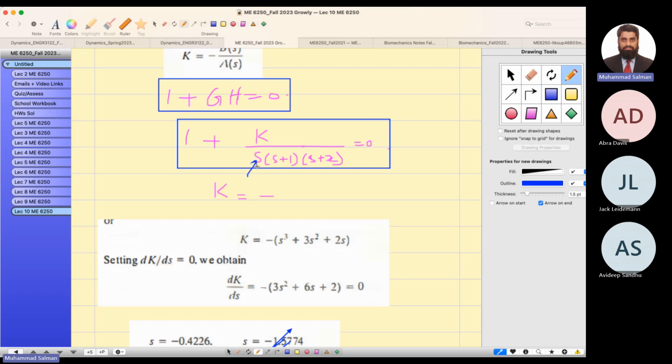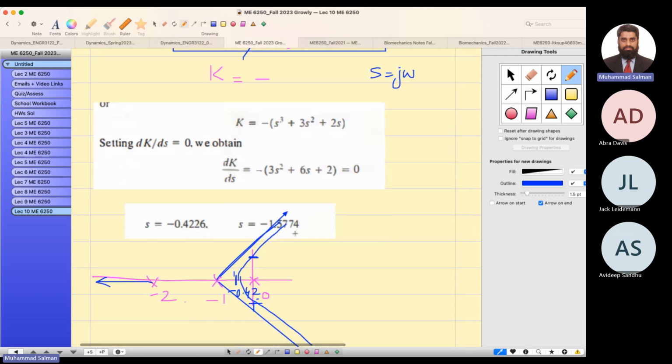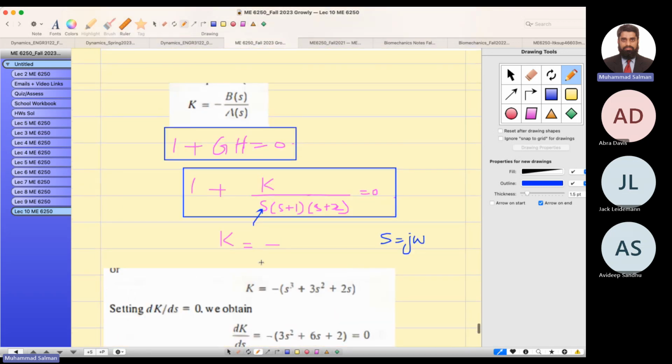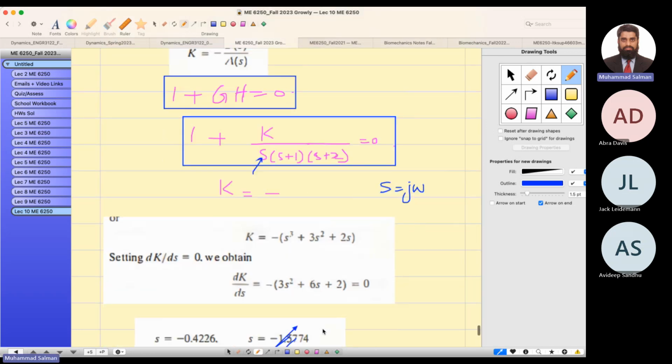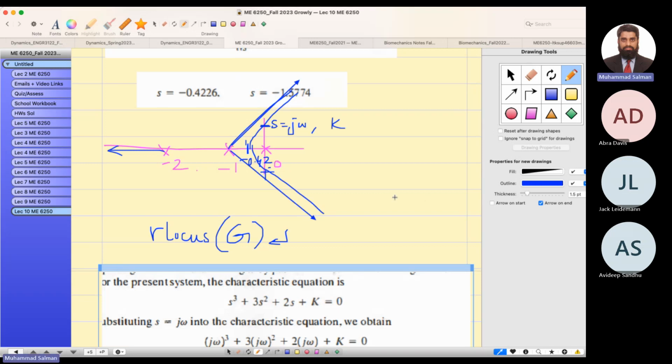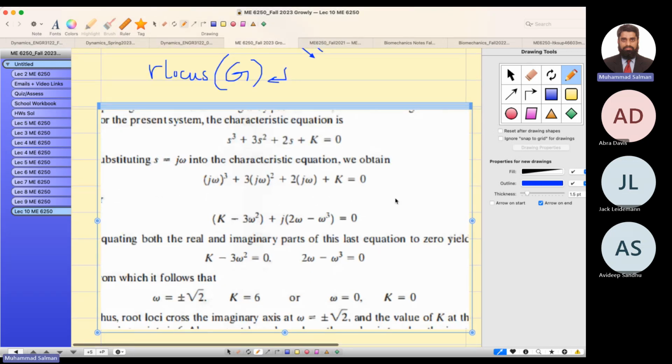If you plug in s equals j omega, meaning the roots are s equals j omega here, what is the k value? You just plug in j omega in this equation and find out the k value. Let me show you the answer here. So over here, this is my answer. You see the same equation. I plug in s equals j omega, and what do I get?